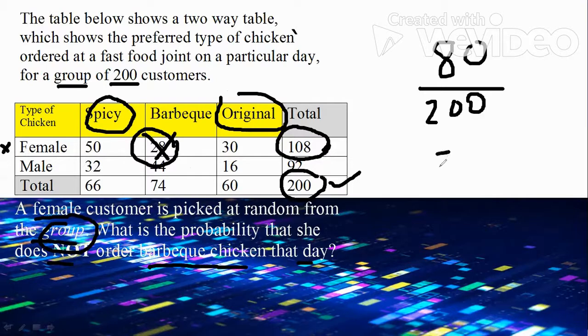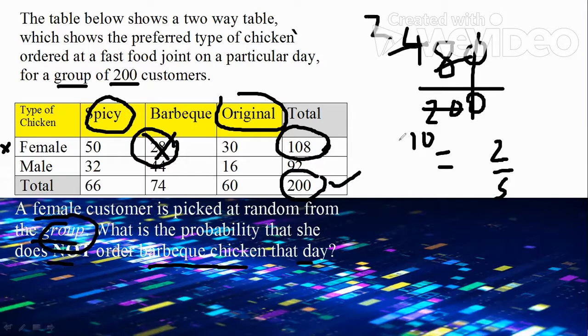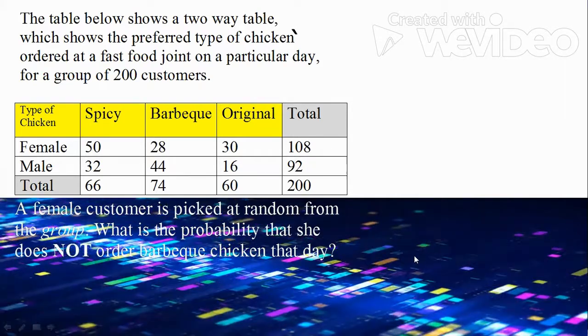And when we reduce this, we will get 2 over 5. So those 2 zeros go away. 2 into 8 goes 4. 2 into 20 goes 10. 2 into 4 goes 2. 2 into 10 goes 5. So the probability would have been 2 over 5. Alright, let's move on to the next question.